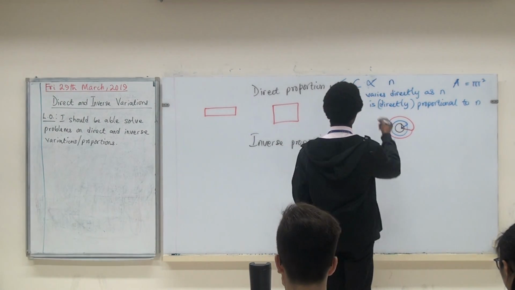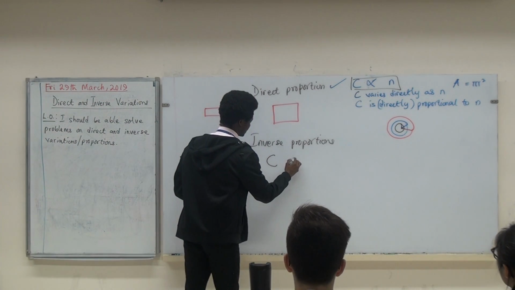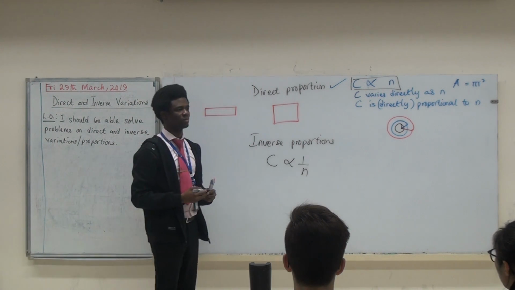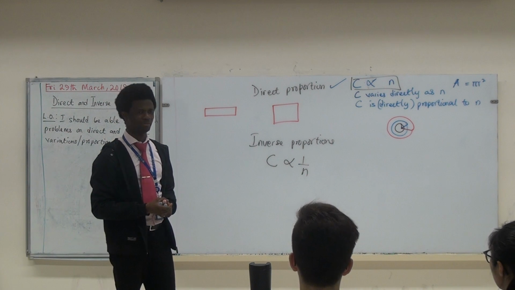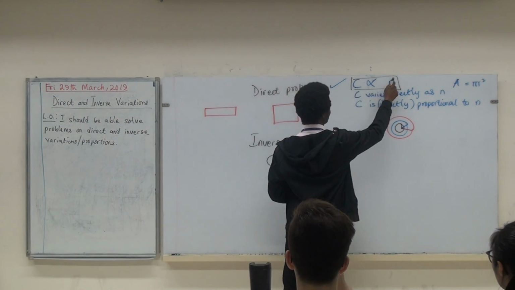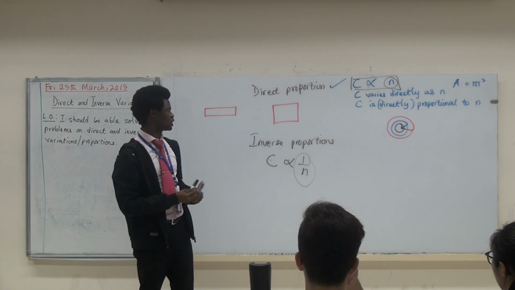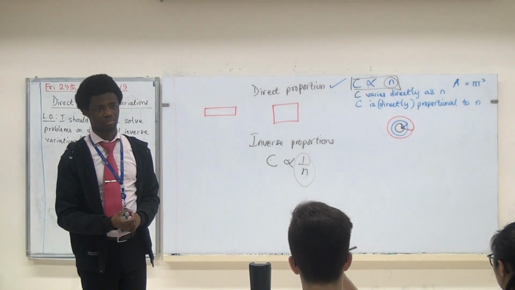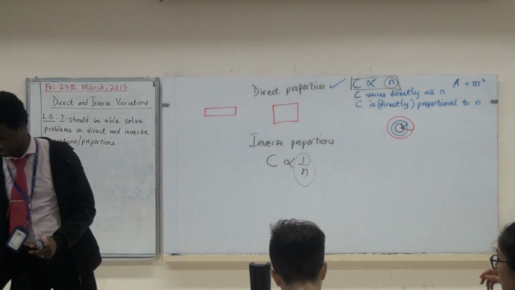So when you have a direct variation, you write like this. When we have inverse variation, we use something like this. It's proportional to the inverse. Okay? Do you get the idea? This is proportional to n, then this is proportional to the inverse of n. For inverse variation, the word inverse will definitely be used. Any questions? No questions? Okay. So how does this work mathematically?